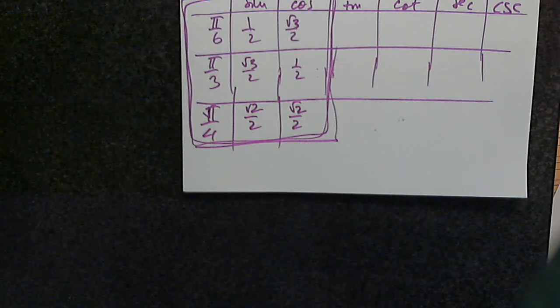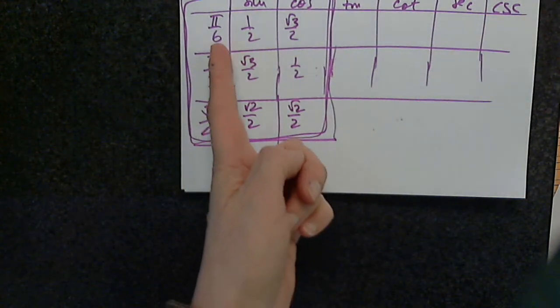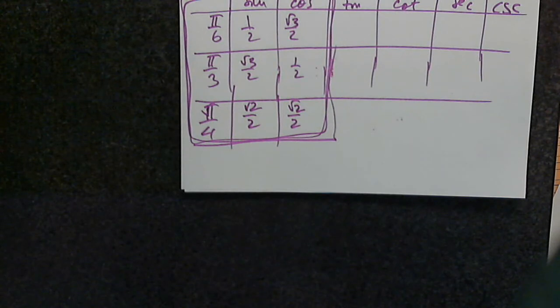If you say find tangent pi over 6, I have no idea. Tangent pi over 6 is 1 over 2 divided by the square root of 3 over 2. I flip, it's the square root of 3 over 3. Do not waste your time. That's all you need to remember.